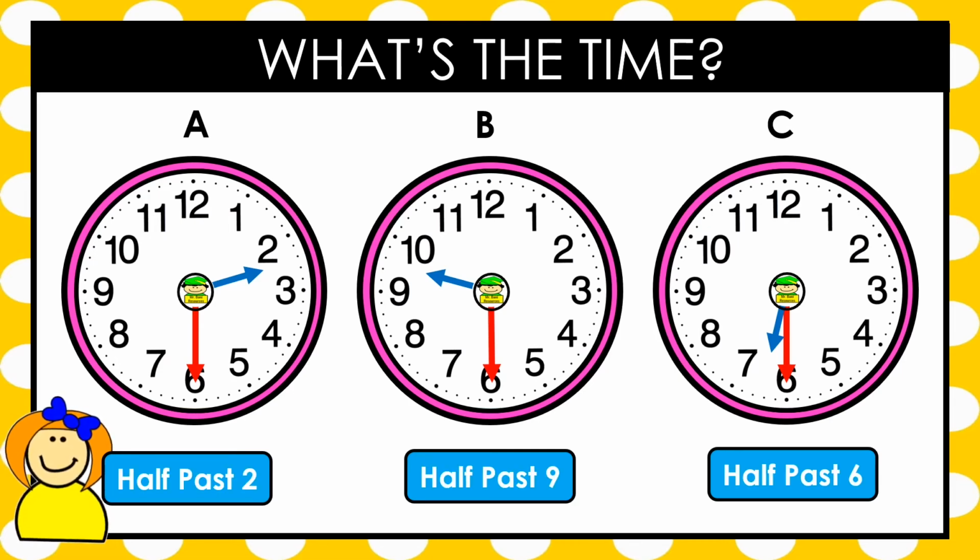Well done. For A, we can see that the hour hand is halfway past the 2 and the minute hand is on 6, so the time is 2:30. For B, we can see that the hour hand is halfway past 9 and the minute hand is on 6, so the time is 9:30. For C, we can see that the hour hand is halfway past 6 and the minute hand is also on 6, so the time is 6:30.